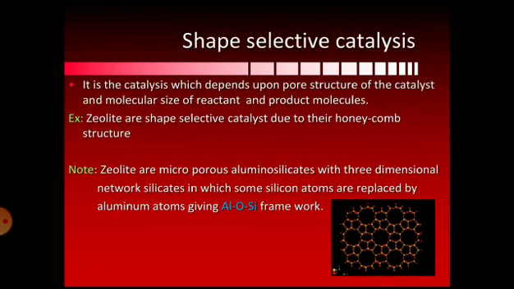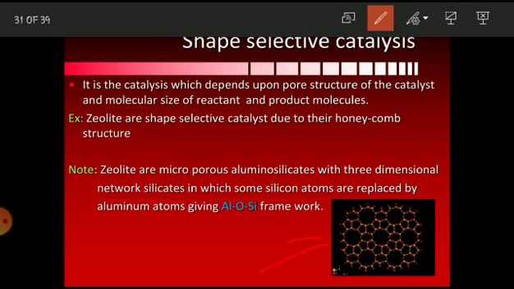The next one is shape selective catalysis. It is a catalysis which depends upon the pore structure of the catalyst and the molecular size of the reactant and the product molecules. So this is very important, students. Some catalysts have different structures, like zeolite, which is known as a shape selective catalyst due to its honeycomb structure.